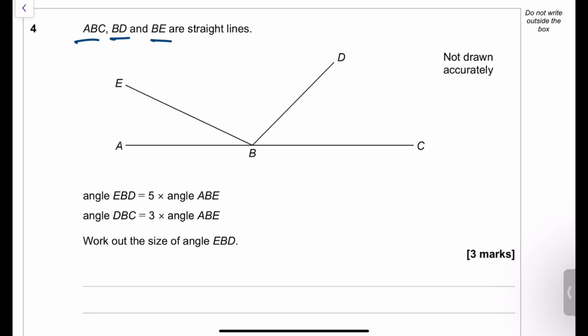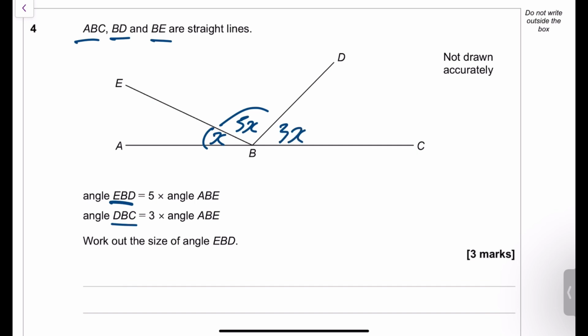So right, ABE is this angle in here. And I'm going to call this one x. And then it tells you EBD is 5 times that. So that means this is going to be 5x. And then DBC is 3 times that, so that's 3x. So that's what you've got.